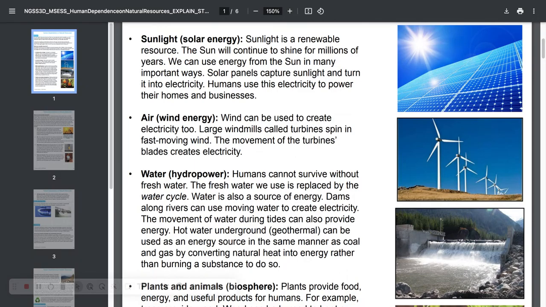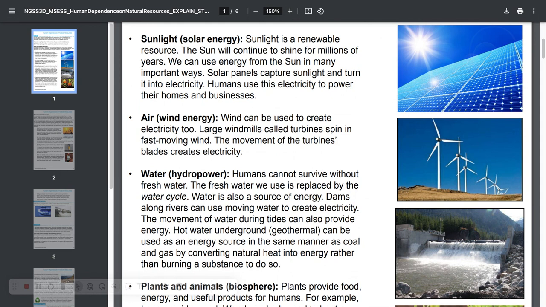Sunlight, also known as solar energy. Sunlight is a renewable resource. The sun will continue to shine for millions of years. We can use energy from the sun in many important ways. Solar panels capture sunlight and turn it into electricity. Humans use electricity to power their homes and businesses.